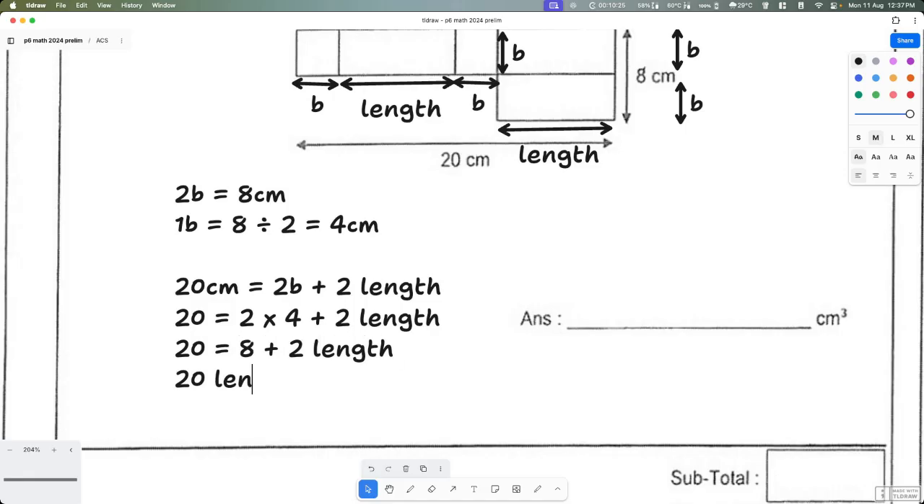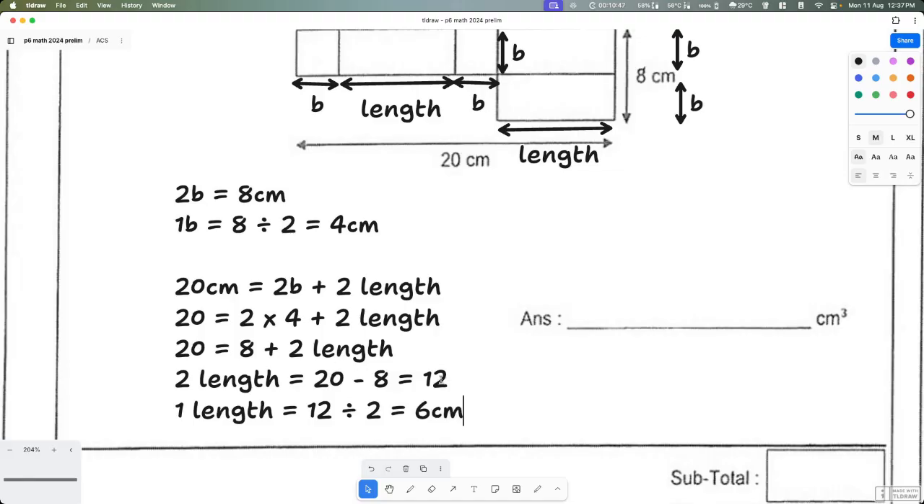2 length is equal to 20 minus 8. This will give us 12. So 1 length is equal to 12 divided by 2. This will be 6 centimeters in this case over here, right?